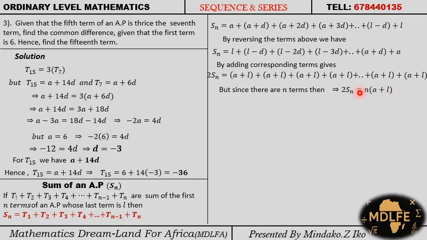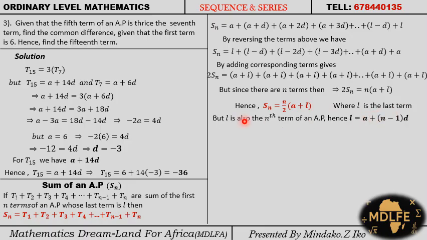But since there are n terms, where I don't actually know n, that is why I said 2Sn is equal to n times A plus L. From there we can divide all through by 2. Hence, our Sn is just equal to n on 2 times A plus L, where L is the last term. And we have to notice that L is still the nth term of an AP.